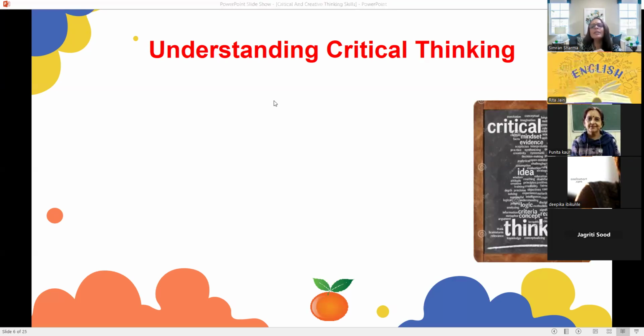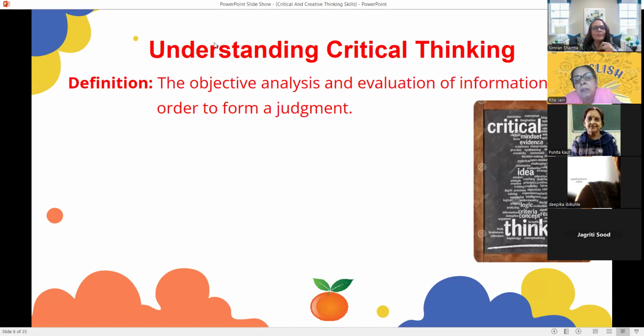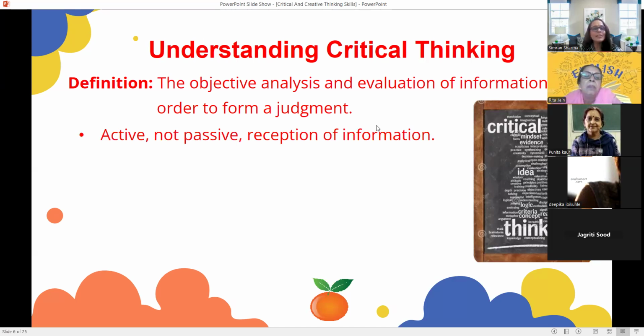Now, let's understand what critical thinking is. What is critical thinking? Basically, when you are presented with some kind of information, whether you are able to analyze that information and evaluate that information, that is important. So the objective analysis and evaluation of the information in order to form a judgment, come to a conclusion, is important. So what do we need to do? We need to actively engage with the information, not passively receive it.